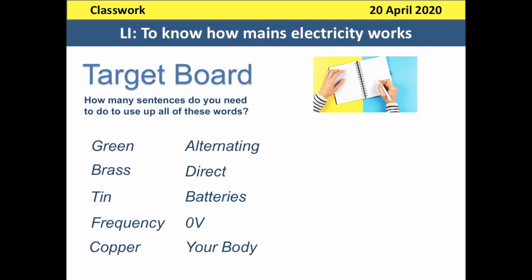Okay, let's have a go at a target board activity now. I've put on the board for you there 10 different words: green, brass, tin, frequency, copper, alternating, direct, batteries, 0 volts and your body. What I would like you to do please is to write a list of sentences that use these words, and I want you to see how many sentences you need to be able to use all of those words.